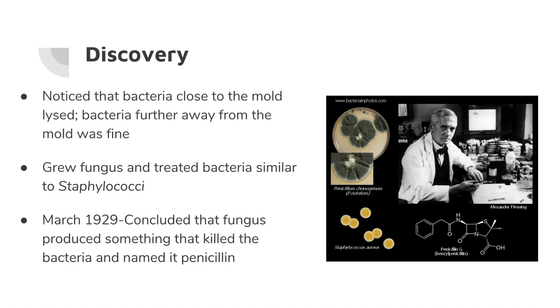So Fleming noticed that the bacteria close to the mold had lysed, while the bacteria further away from the mold was fine. He then grew fungus and treated bacteria similar to the staph bacteria in order to replicate its effects. In March of 1929, Fleming concluded that fungus produced something that killed the bacteria and named it penicillin. In early 1941, Albert Alexander was the first person to be treated by penicillin after suffering from a severe face infection that caused sepsis. The penicillin was effective, but he ultimately died from a limited supply of the drug.